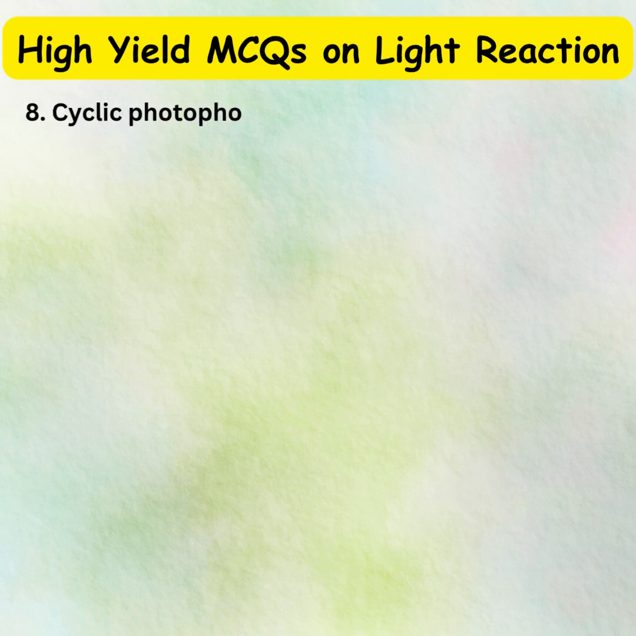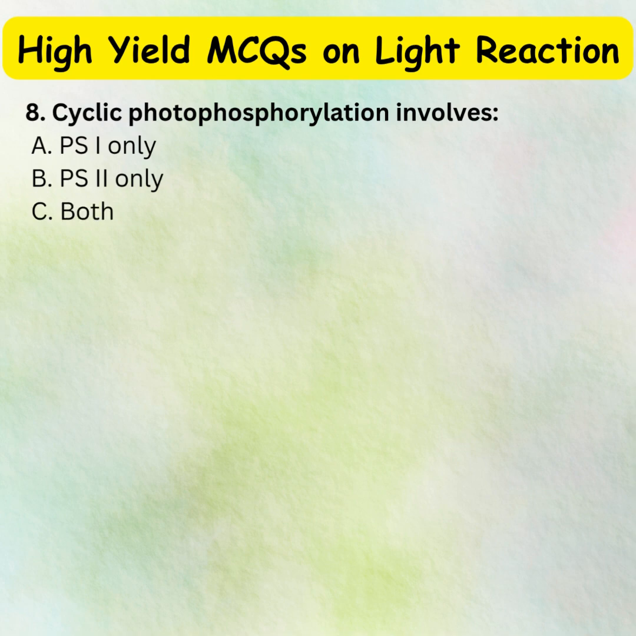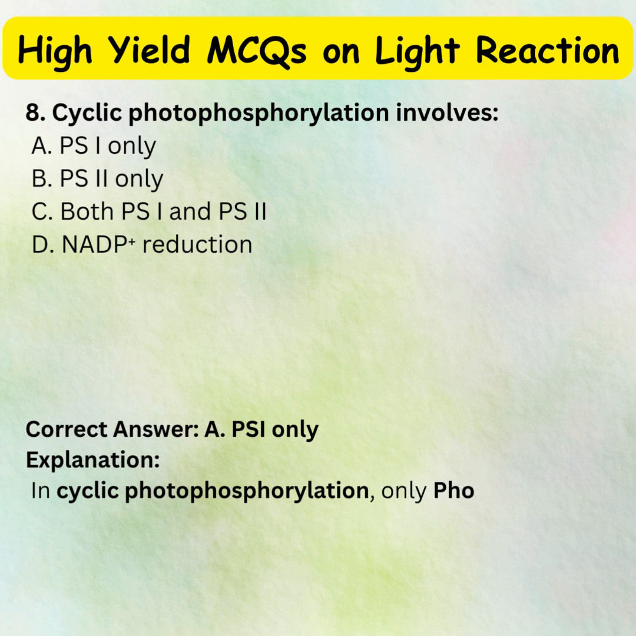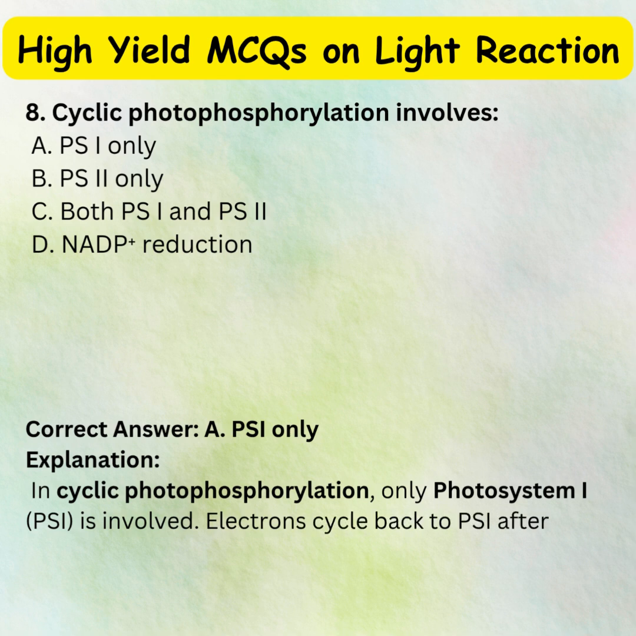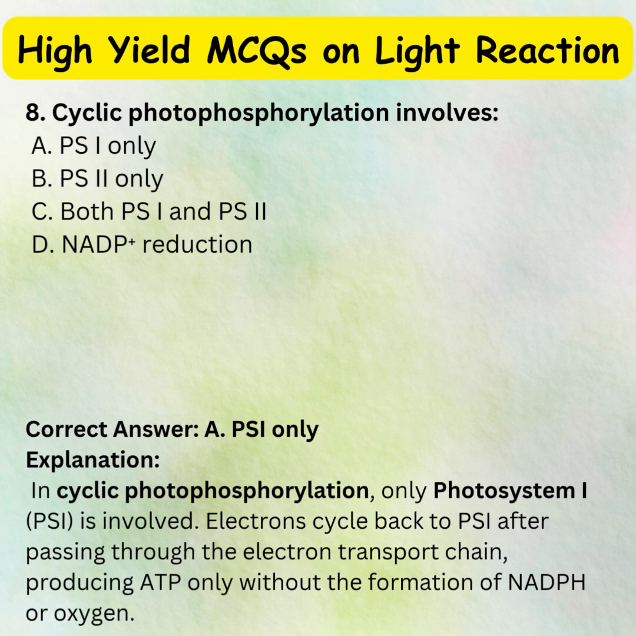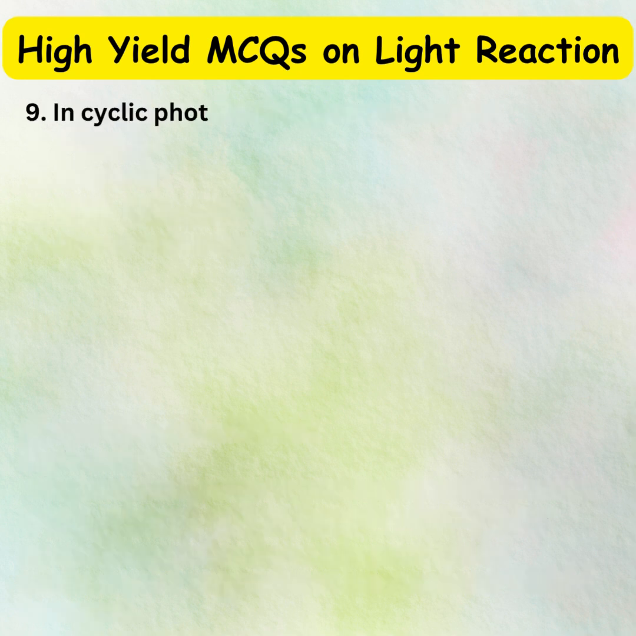Question 8. Cyclic photophosphorylation involves A. PS1 only, B. PS2 only, C. both PS1 and PS2, D. NADP+ reduction. Correct answer is option A, PS1 only. In cyclic photophosphorylation, only photosystem 1 is involved. Electrons cycle back to PS1 after passing through the electron transport chain, producing ATP only, without the formation of NADPH or oxygen.